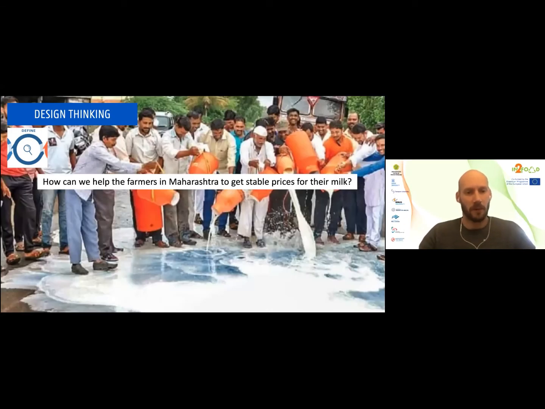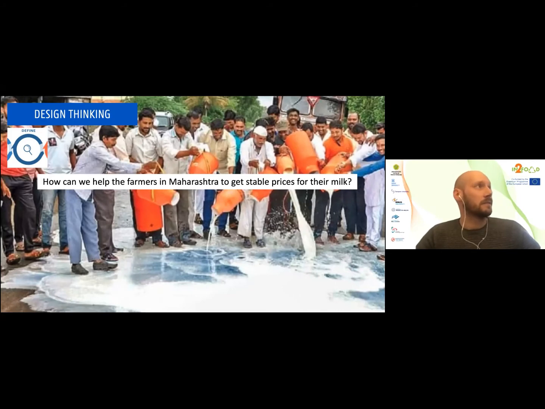And then we focus on all these different stories. For example, how can we help these farmers in Maharashtra in India? So their problem is they need to get stable prices for their milk. So we have to start looking at why are the milk prices fluctuating so much? Is it a governmental issue? Is it a global issue? And how can we help them?